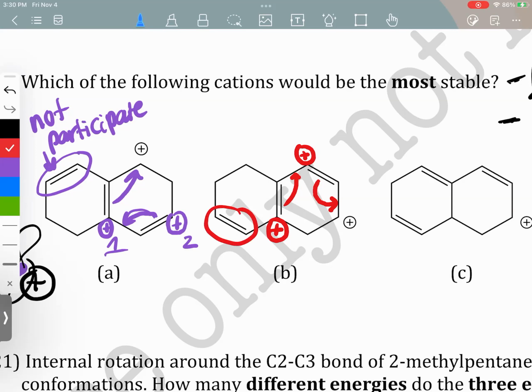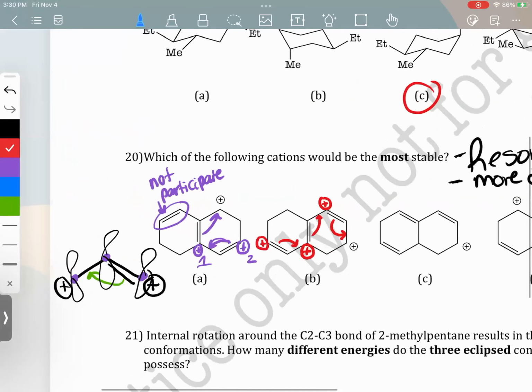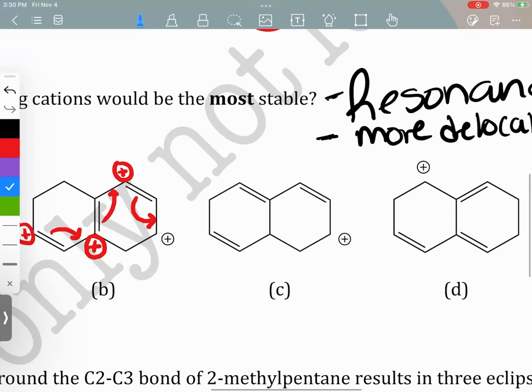So it's near this double bond. So move that, and it ends up over here. B can resonate three times. So let's just look at the other ones just to be sure.